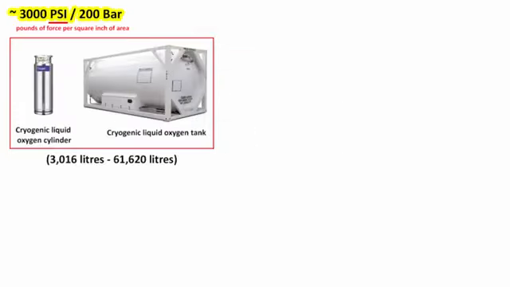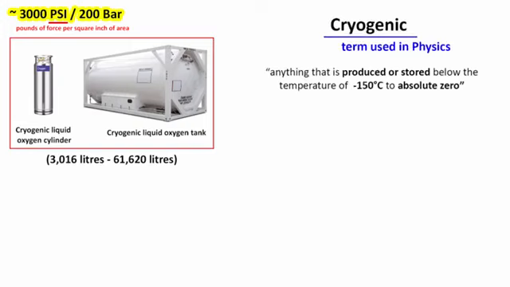The reason these tanks are called cryogenic tanks is because the term cryogenic is used for anything that is produced or stored below the temperature of -150 degrees Celsius to absolute zero. Absolute zero is referred to as minus 270 degrees Celsius. The reason it is called absolute zero is because no object in this world can be cooled below minus 270 degrees Celsius, because it is believed that there is no heat energy left in a substance below this temperature. As per the laws of thermodynamics, absolute zero cannot be reached. Anyhow, the meaning of the word cryogenic is anything that is produced or stored below the temperature of minus 150.